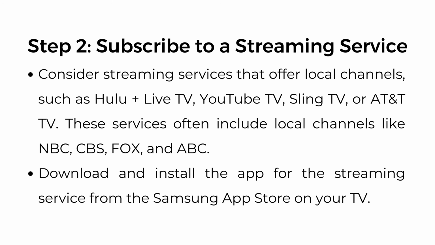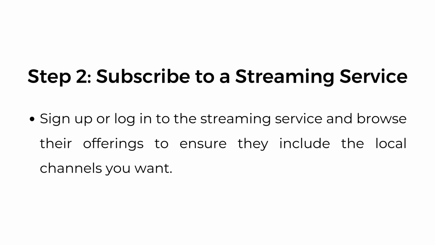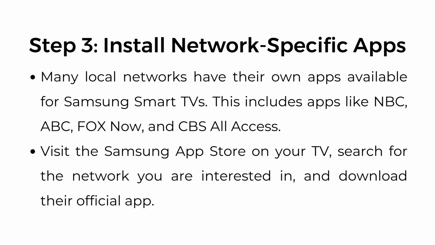Step number 2, subscribe to a streaming service. Consider streaming services that offer local channels such as Hulu Plus Live TV, YouTube TV, Sling TV, or AT&T TV. These services often include local channels like NBC, CBS, Fox, and ABC. Download and install the app for the streaming service from the Samsung App Store on your TV. Sign up or log into the streaming service and browse their offerings to ensure they include the local channels you want.